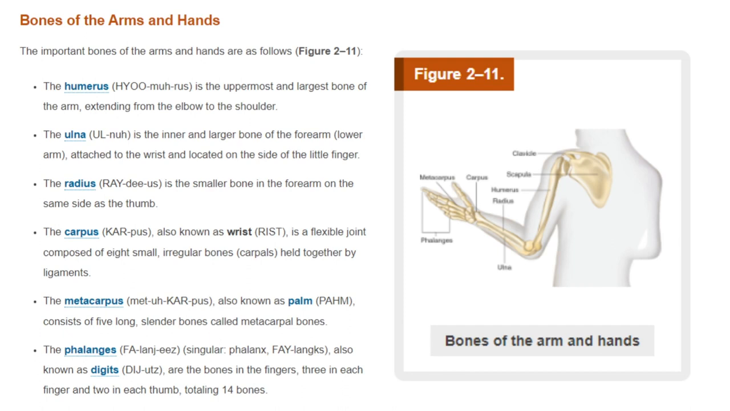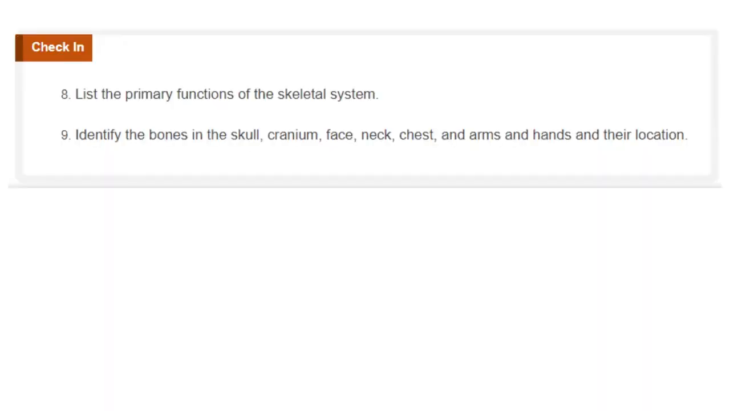The carpus, also known as wrist, is a flexible joint composed of 8 small, irregular bones, carpals, held together by ligaments. The metacarpus, also known as palm, consists of 5 long, slender bones called metacarpal bones. The phalanges, also known as digits, are the bones in the fingers, 3 in each finger and 2 in each thumb, totaling 14 bones.